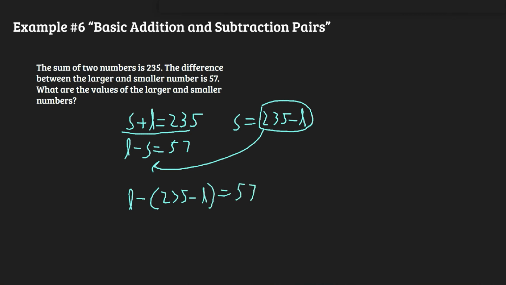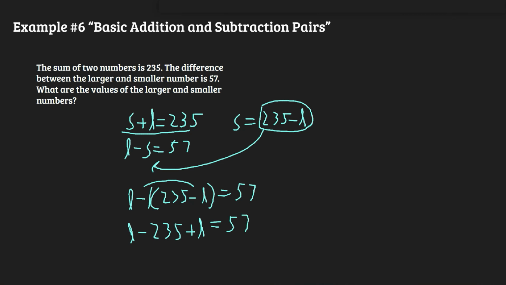Now remember, we can treat this minus sign here kind of as a multiplied by -1. It's the same thing. We just kind of make that 1 invisible. So -1 times 235 is just minus 235. But then -1 times minus L is going to be plus L. And that's equal to 57.